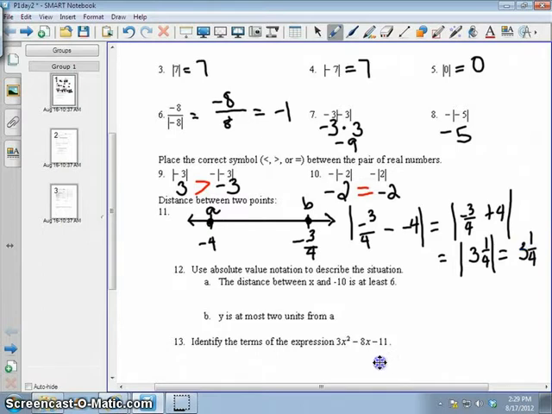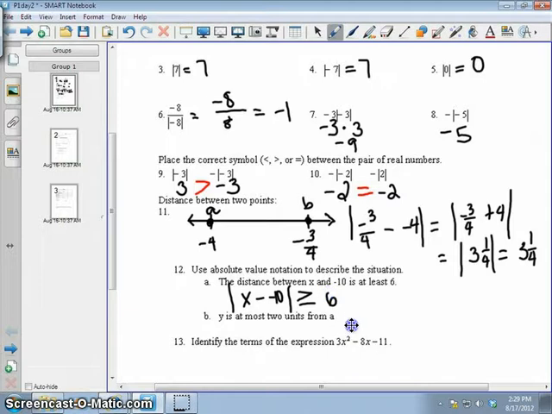Number 12, use the absolute value notation to describe the situation. Part A, the distance between x and negative 10 is at least 6. So that means you're going to need absolute value bars. The distance between x and negative 10 is the difference between those, so x minus negative 10 or x plus 10. This distance is at least 6, so it has to be greater than or equal to 6.